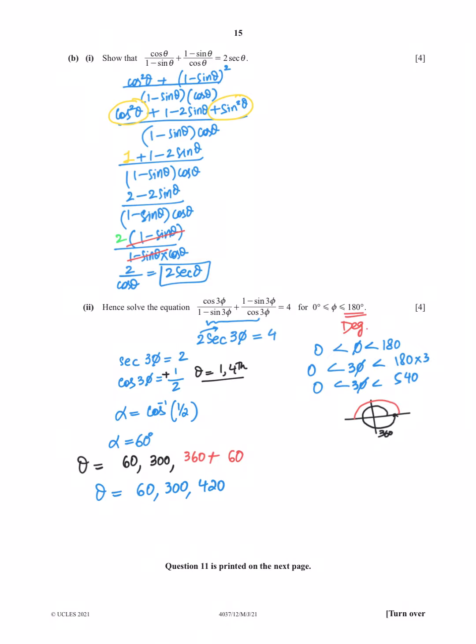Alright, in our case theta is basically equal to 3 psi, and now we need to find out the value of psi here. So to find the value of psi, we need to divide all three angles by 3. So psi equals 60 upon 3, which is 20, 300 upon 3, which is 100, and 420 divided by 3, which is 140, and that is your answer.